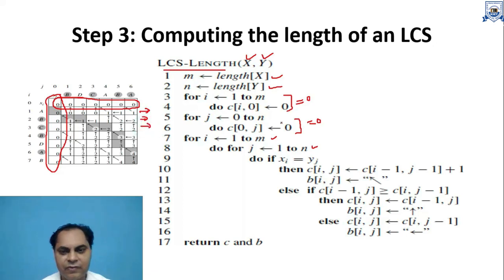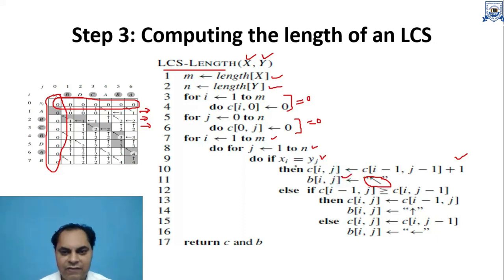Now if Xi is equal to Yj, in that case, that means the ith character of X is equal to the jth character of Y, then the value of C[i][j] would be C[i-1][j-1] plus 1, and there is one more table, B, in which you have to fill this diagonal arrow at the corresponding index of the table.